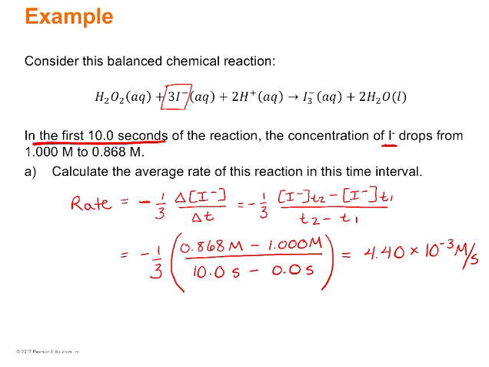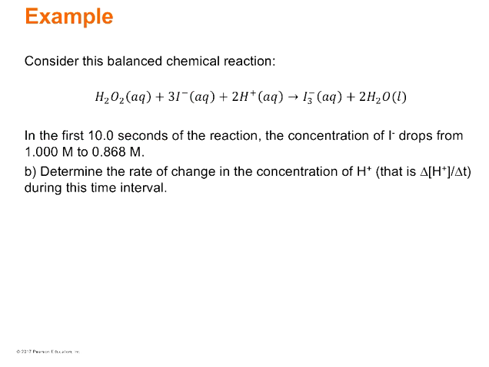So now in part B, we're asked to determine the rate of change in the concentration of hydrogen ions. So delta concentration of hydrogen ions over delta time. So we now know that the rate is equal to 4.4 times 10 to the negative third moles per liter per second. And now we want to solve for the change in hydrogen ions over those first 10 seconds.